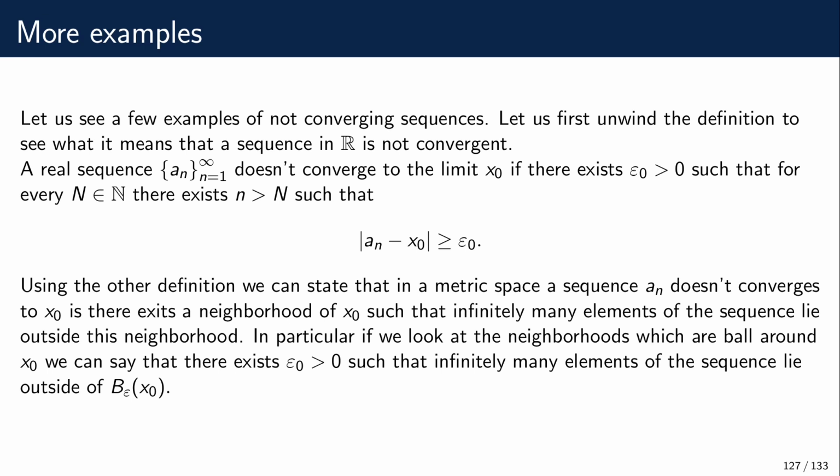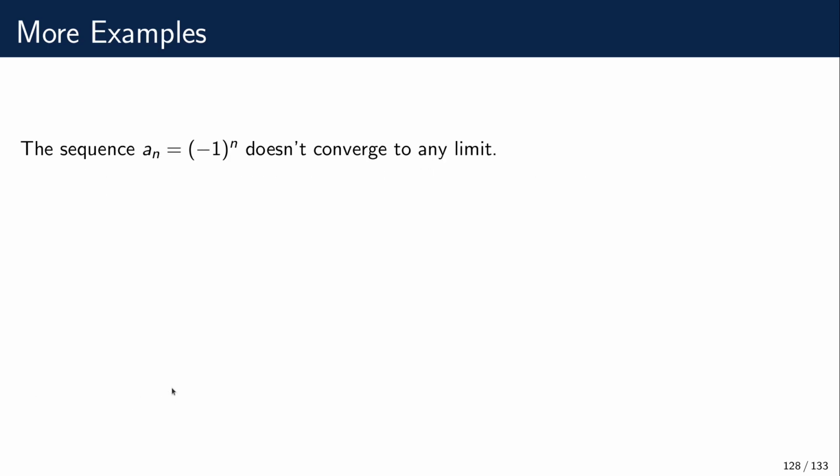So restating it, if we look at neighborhoods around a ball, for example, with radius epsilon 0, there would be infinitely many points lying outside this ball. For example, let us go to the sequence that we've seen at the beginning, a_n, which is minus 1 to the power of n. This sequence does not converge to any limit, and let us prove it. First, let us show that it converges neither to 1 nor to minus 1.